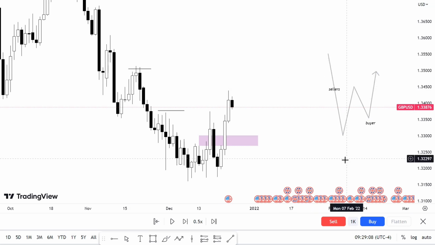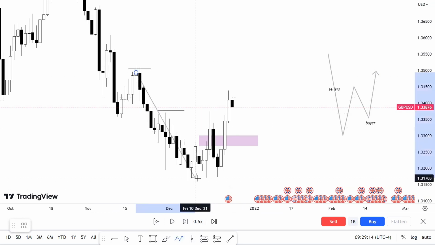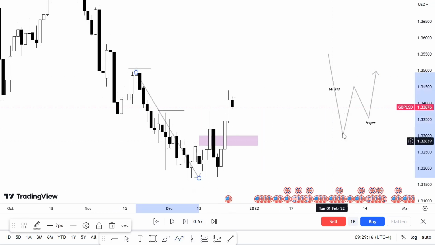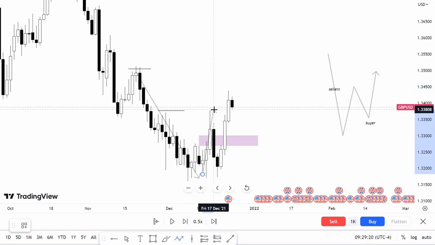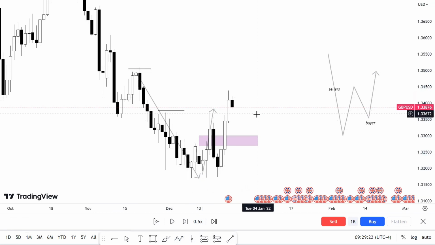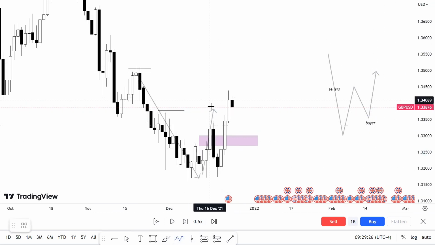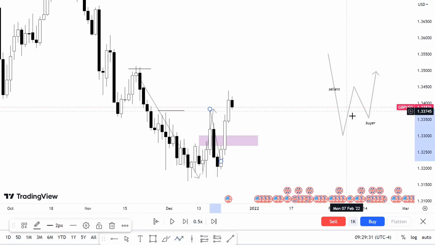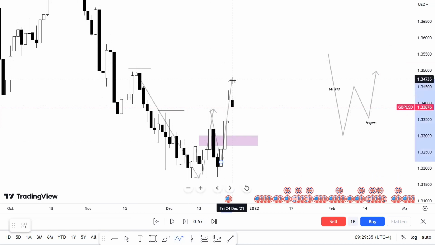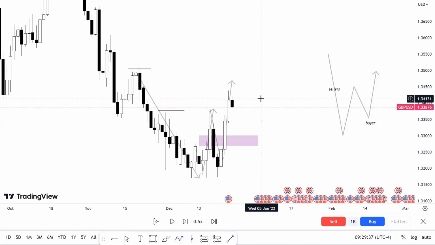So we need to see the arm. This is the arm, okay? We want to see the first arm. This is the arm, okay? We want to see the push to the upside. This is the push to the upside, okay? Now the W is not done. We want to see a push down, okay? This is the push, okay? We want to see a push to the upside. This is the push to the upside, and that is the W.